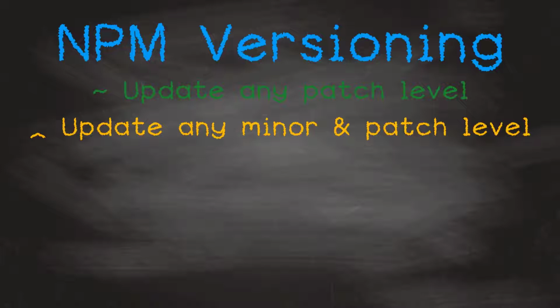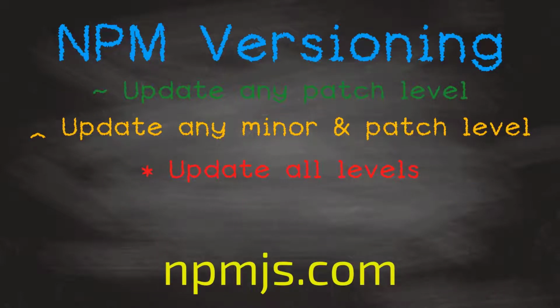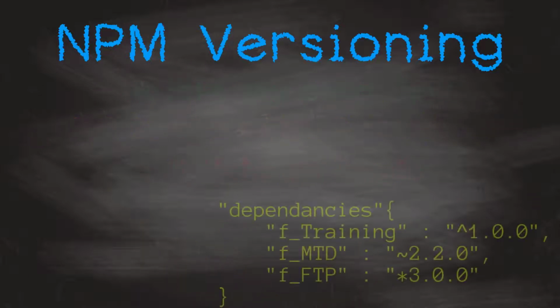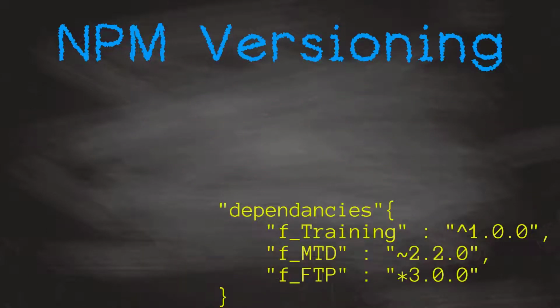And the third one is the asterisk symbol, which means you will take any updates to the package. Beware with this one, it could potentially break your code. So more testing on that one. These are the most commonly found symbols. Again, for other characters, check out npmjs.com. Let me show you an example of this versioning in one of our package.json files.